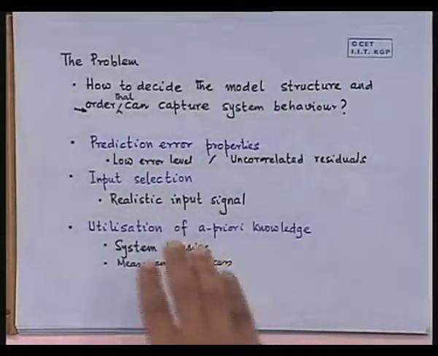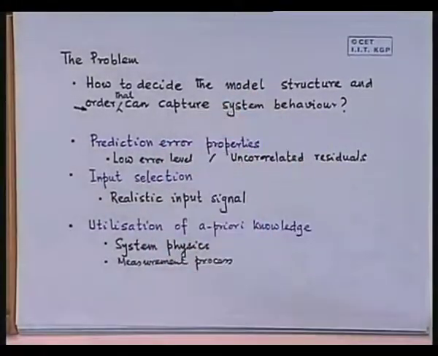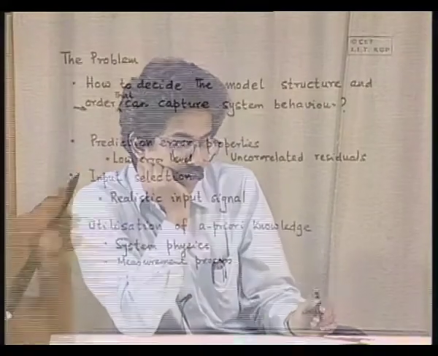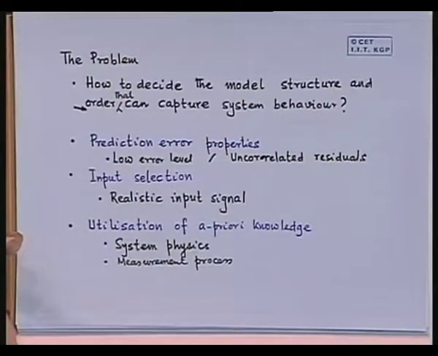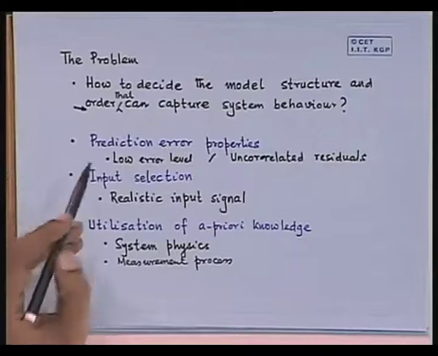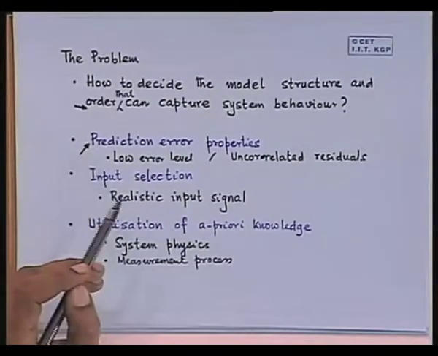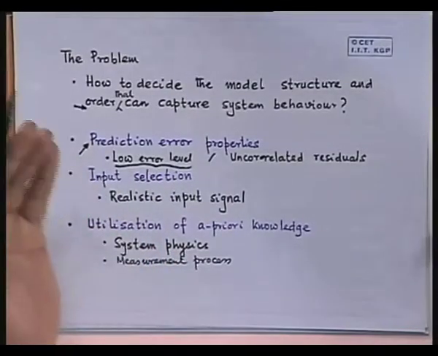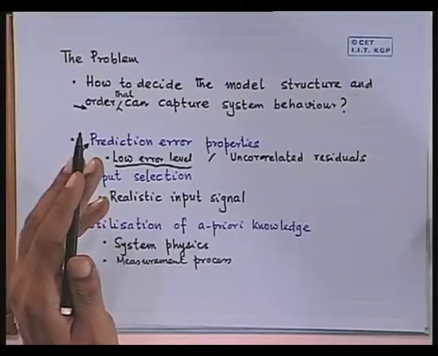Now, how do we characterize this thing called capturing system behavior? It depends on how you test it. You will typically test it by looking at prediction error properties, that is, what the model says is going to happen and what is actually happening. So you will check whether the prediction error level is sufficiently low. If it's too high, then there is something wrong with your model.